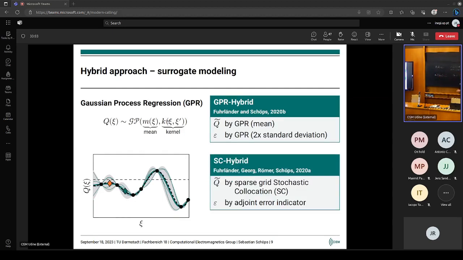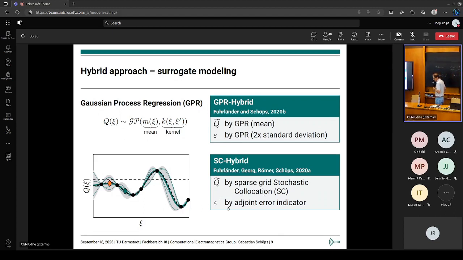So the alternative, that's where the Braunschweig group comes in. We did this also with a polynomial approach, and there we used an adjoint error indicator. That's another possibility you can use to estimate the errors. So this is mathematically maybe a bit more rigorous, I would say.